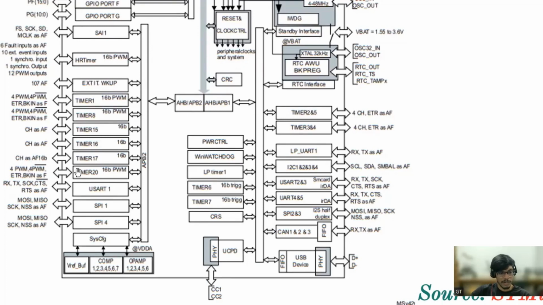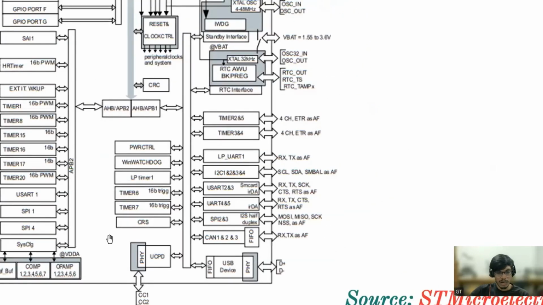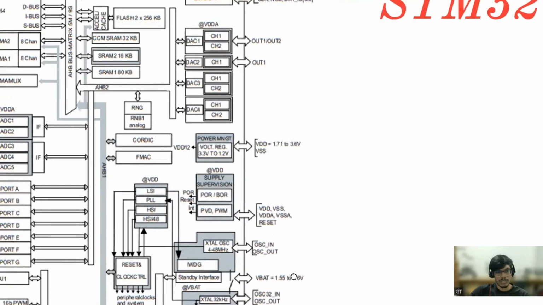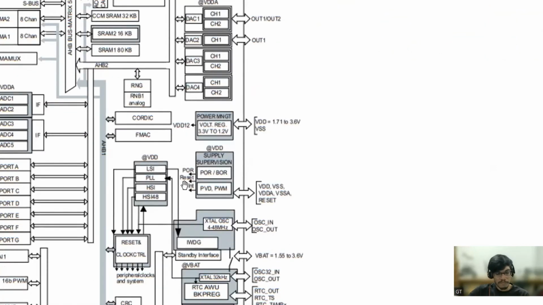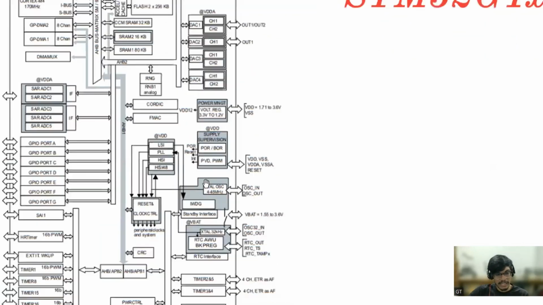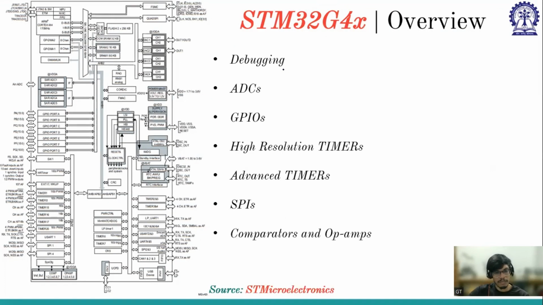They have timers which will be used to generate DPWM or for other purposes. And here they have USART communication, SPI communication. So they have a different set of communications available: UART, USART, SPI, CAN bus protocol, as well as USB. ADCs and DACs are already available. There is also some debugging software, and they have ADCs, GPIOs, and high resolution timers for DPWM.